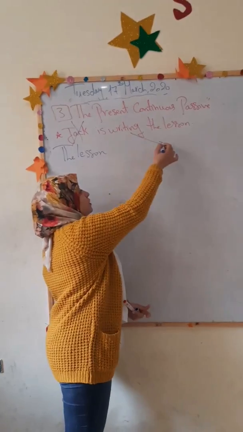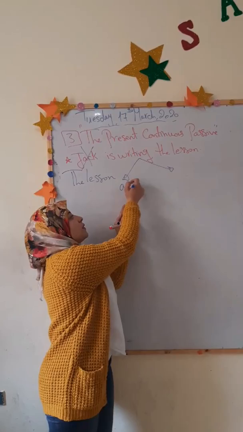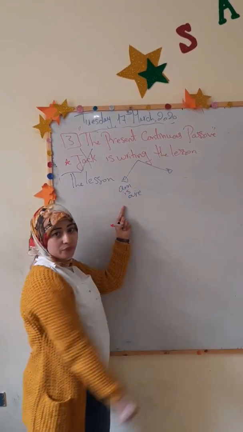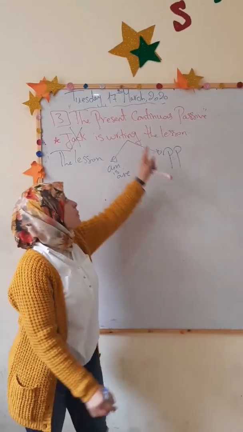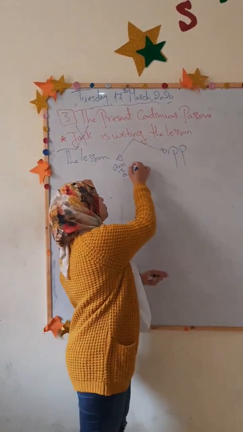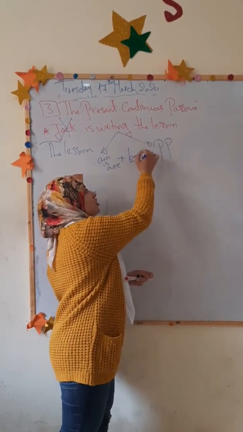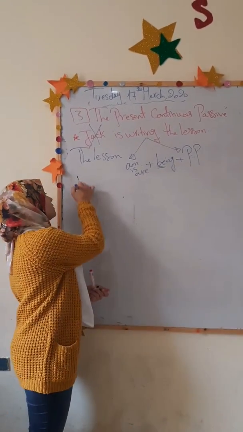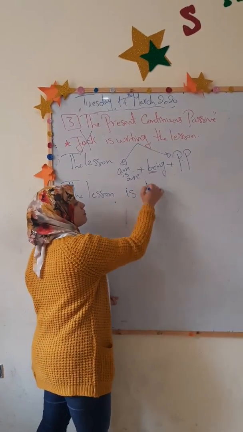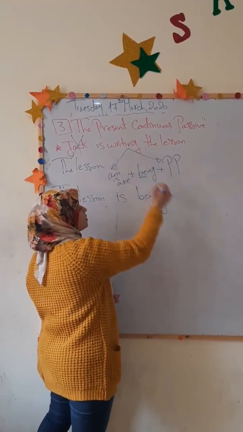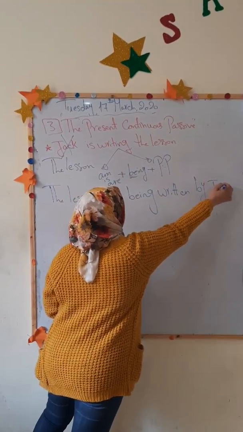So actually the verb will be divided into again two parts, okay? Because it's present, so of course it will be am or is or are, clear? And the fixed part, as we said, the past participle, but because it's continuous, so you will add here being, be and then ing, being, okay? So how can it be? The lesson is being written by Jack.